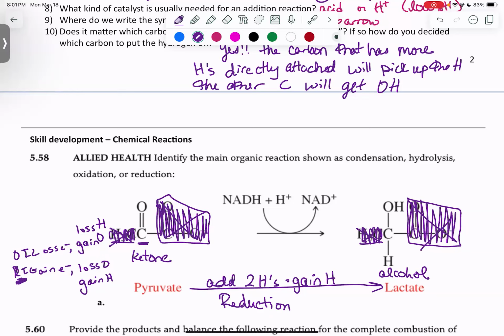If you look at our molecules up here at the top, when we go from NADH to NAD plus, what happened here? As I make this transition, I am losing hydrogen. So what is loss of hydrogen? It is oxidation. So these things happen in pairs. Pyruvate is undergoing reduction to form lactate, whereas NADH loses hydrogens in an oxidation reaction to form NAD plus. Okay.